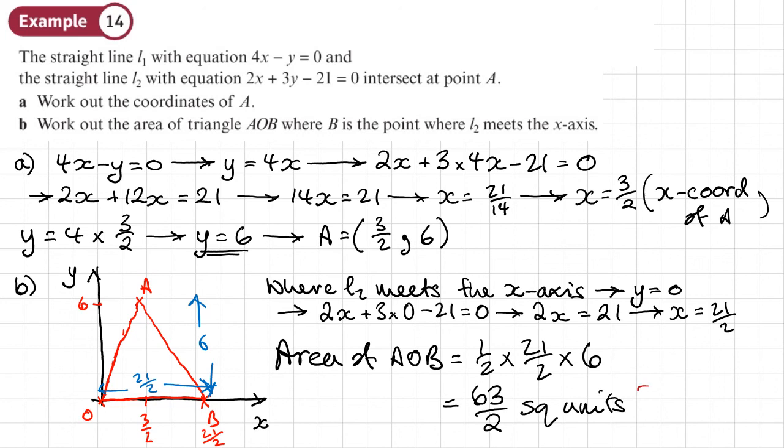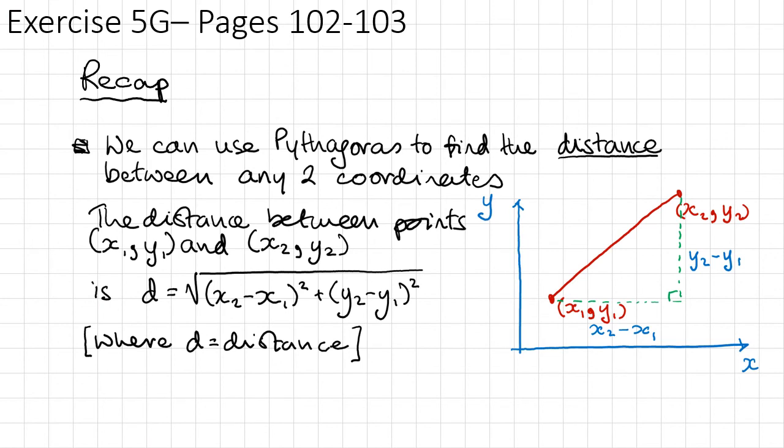Now we could leave that as a mixed number or improper fraction, or as a decimal, so 31.5. You should now be able to do exercise 5G on pages 102 to 103 of the textbook.